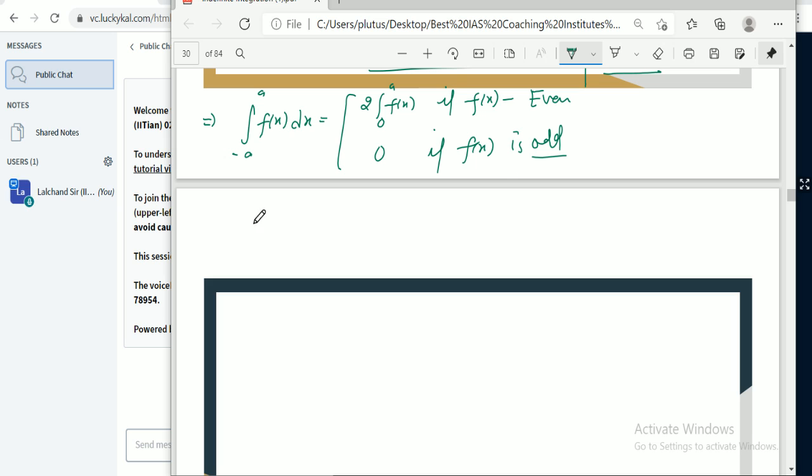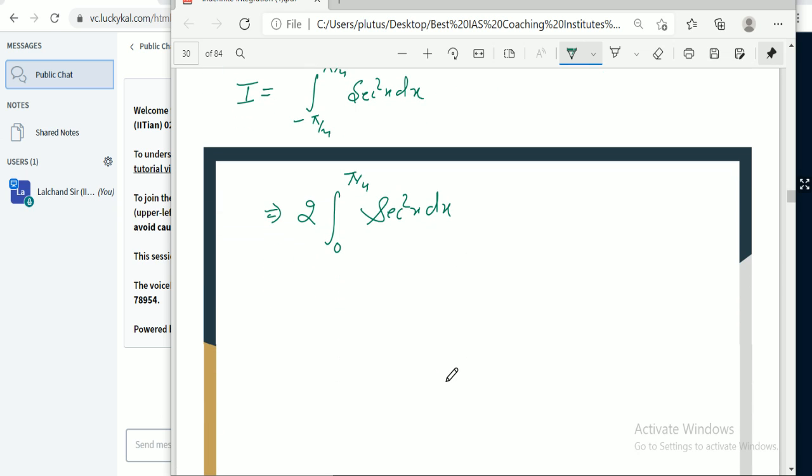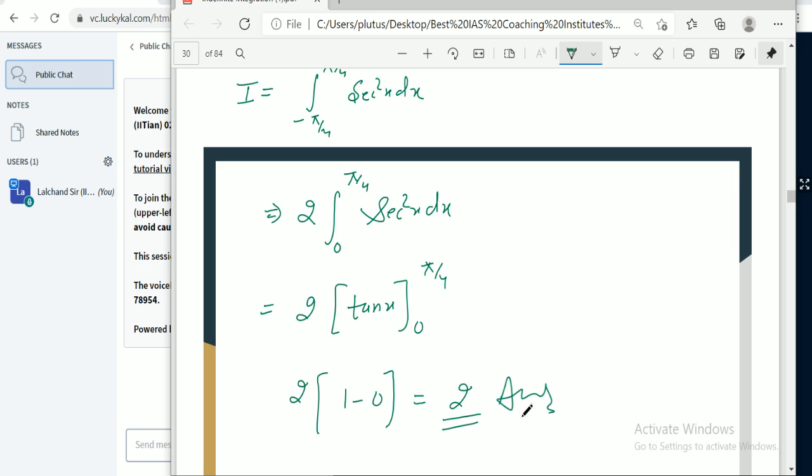So the left out integral value will be the integral from minus pi by 4 to plus pi by 4 of sec square x dx. Okay, so tell me now what is the final answer for this? If we apply the property again here, we can write twice the integral from 0 to pi by 4 of sec square x dx. So this is finally equal to 2 times tan x from 0 to pi by 4. Okay, so this is 2 times (1 minus 0), so the final answer is equal to 2. This is the final answer of this integral.